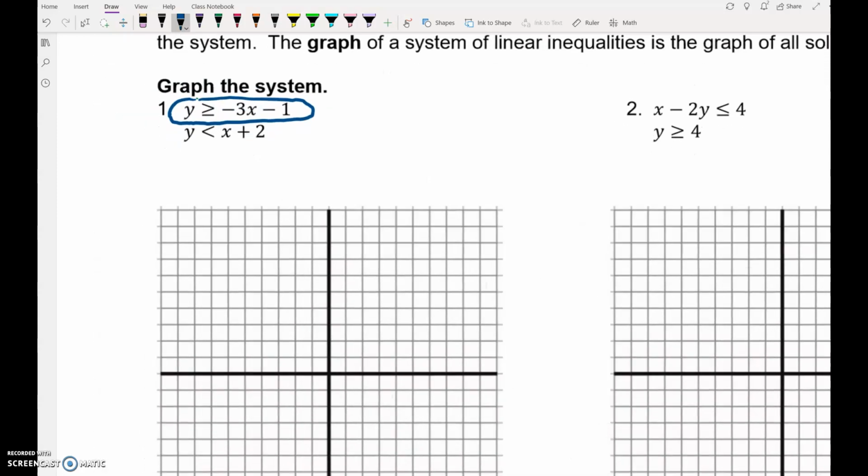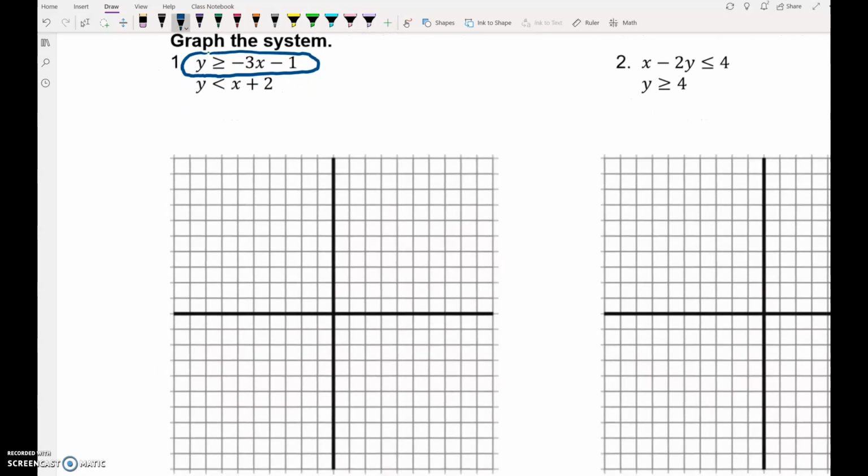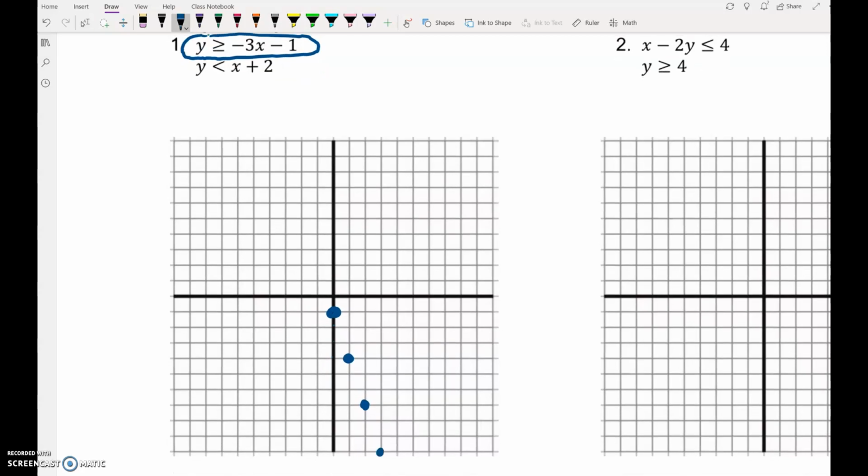We need to start at negative 1 on the y-axis. And we have a slope of negative 3. So from that point, down 3, right 1, and so on and so on. And I like to reverse my slope just so that it's easier for me to get a nice straight line in there.